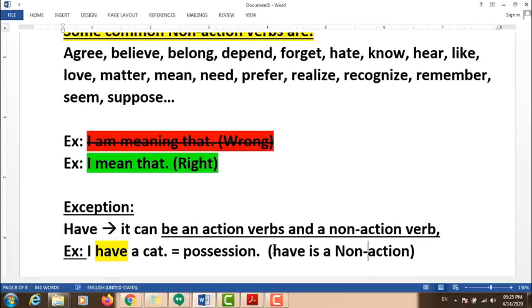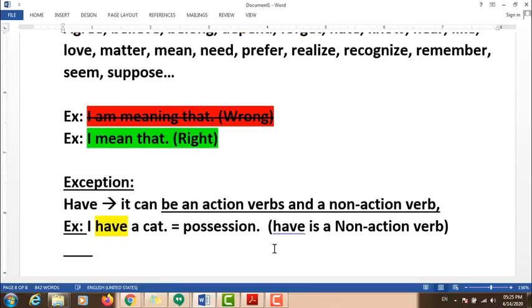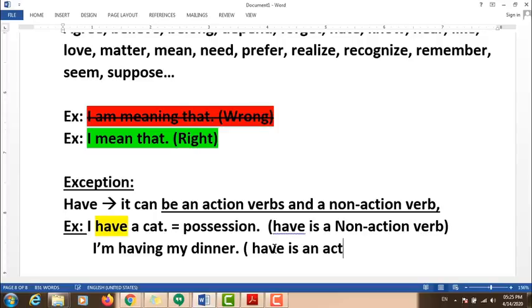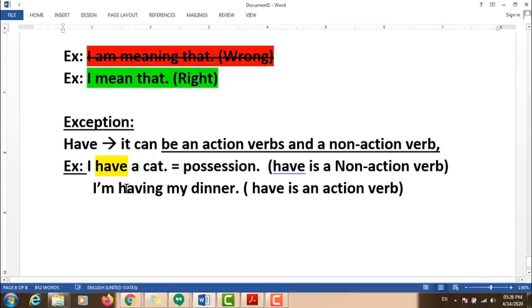Okay. Let's use have as an action verb as well. And action verbs are usually used in what? Yes, present continuous. I'm having my dinner. Okay, here have is an action verb. Have here is used as an action verb. All right, so let me give you another example.